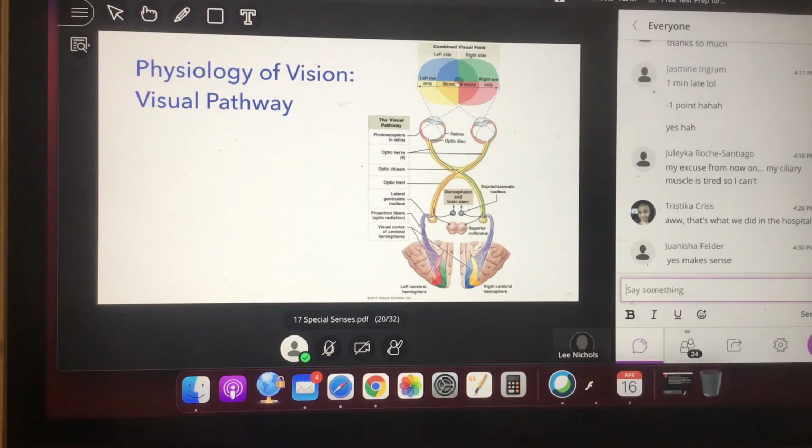two numbers. Now about the visual pathway. Now the stuff at the bottom of 192, photoreceptors, we kind of talked about already.